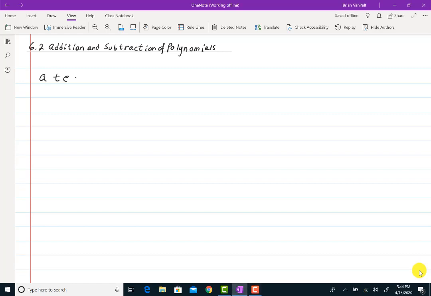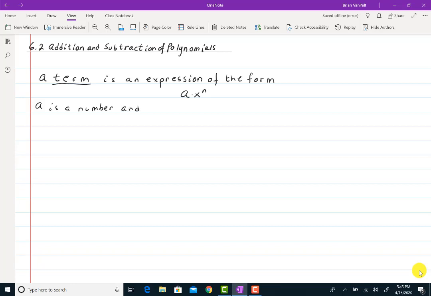A term is an expression of the form ax to the n, so that's a times x to the n. a is a number, and x is a variable.